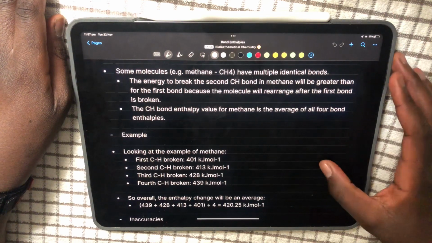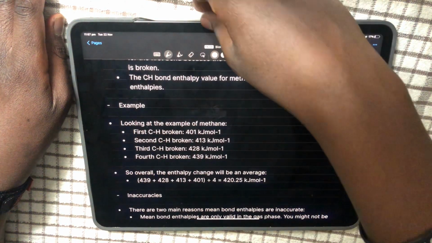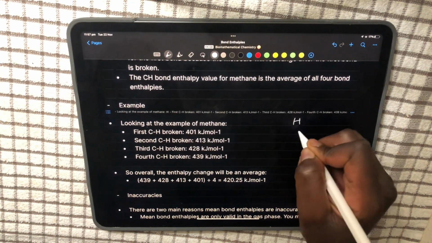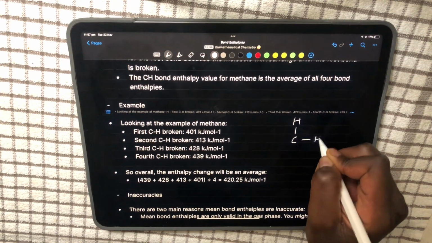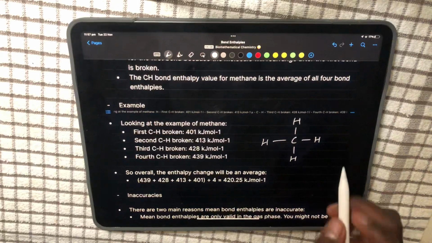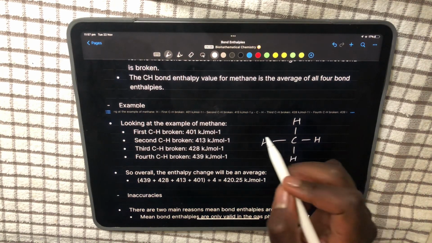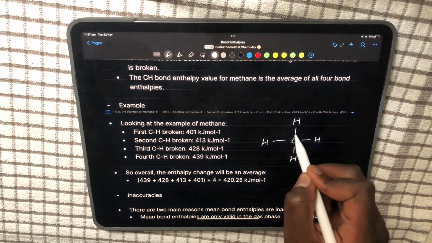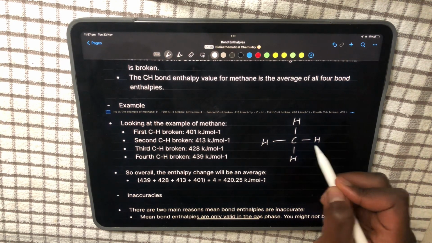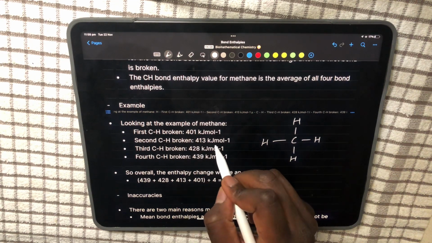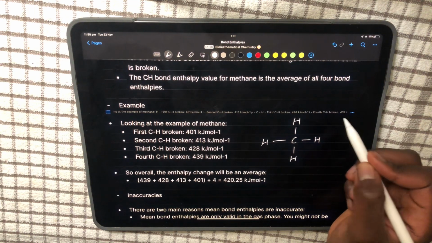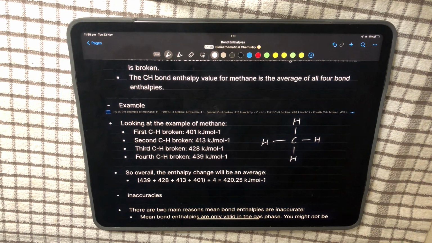So look at the example. I'm just going to try and explain this. So I have this here. So to break this bond here, these are all the same bond, but let's say I was to break 1 CH bond, and that requires 401 kilojoules per mole worth of energy. Or the enthalpy change is 401 kilojoules per mole.